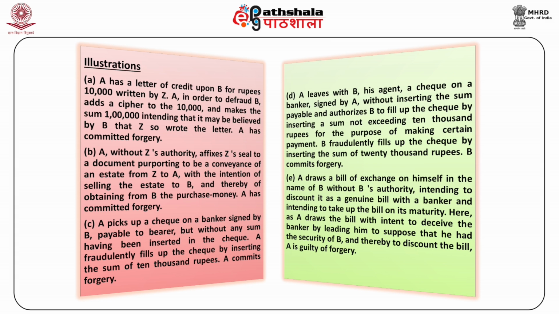Illustrations. A. A has a letter of credit upon B for rupees 10,000, written by Z. A, in order to defraud B, adds a cipher to the 10,000 and makes the sum 1 lakh, intending that it may be believed by B that Z so wrote the letter. A has committed forgery. B. A, without Z's authority, affixes Z's seal to a document purporting to be a conveyance of an estate from Z to A, with the intention of selling the estate to B and thereby of obtaining from B the purchase money. A has committed forgery.